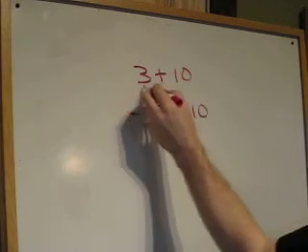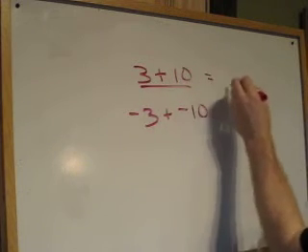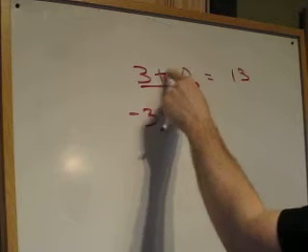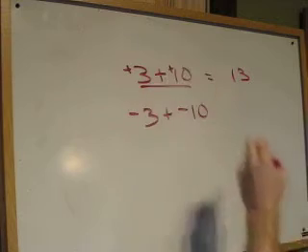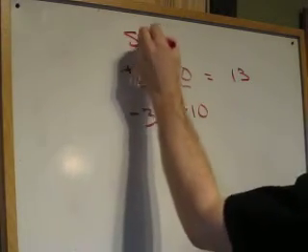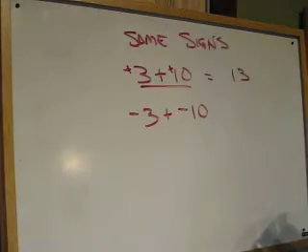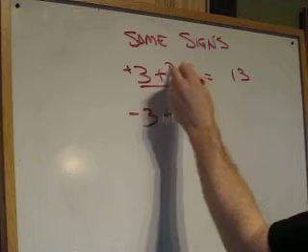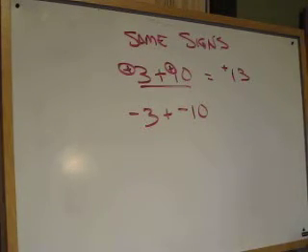Okay, so 3 plus 10. What did we do there? We took our two numbers, our 3 and our 10, added them together, and we got a 13. This 10 is a positive 10. This 3 is a positive 3. So we can put a positive there. So these have the same signs. They both are positive. That being the case, we add the two numbers together and we take the sign that occurred on both of them and put that on our answer.